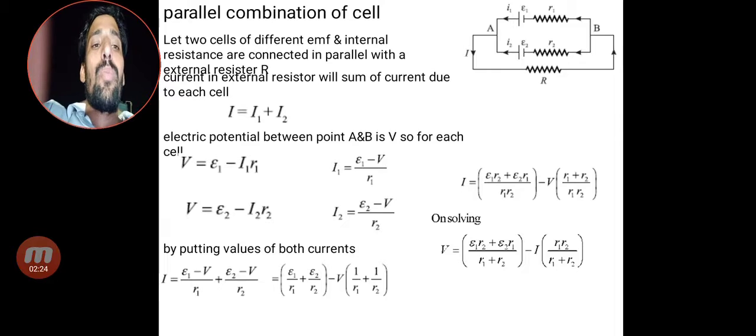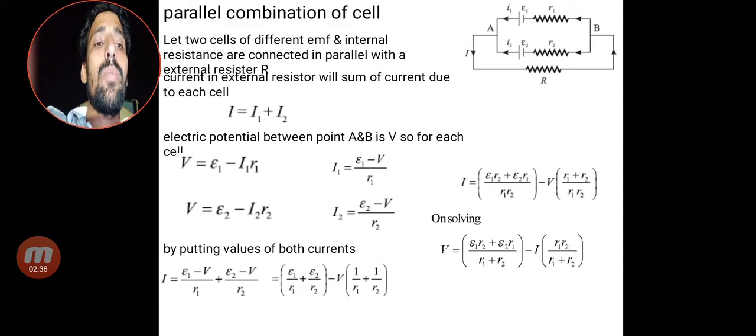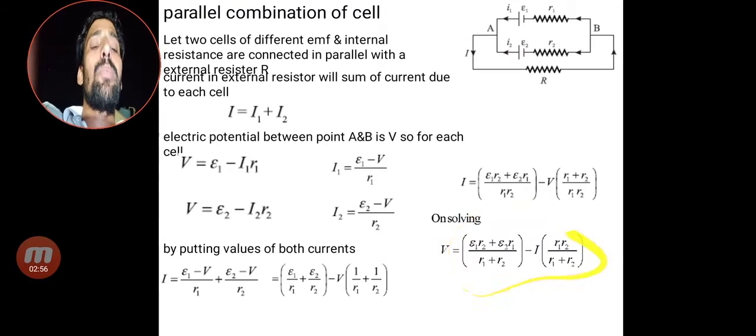Now we have to get the form V equals E minus I r, or terminal voltage equals EMF minus the potential drop on internal resistance. If we send V (R1 plus R2) upon R1 R2 to the left hand side and I to the right hand side, then R1 R2 upon (R1 plus R2) goes to the right hand side, and by solving you will get this term.